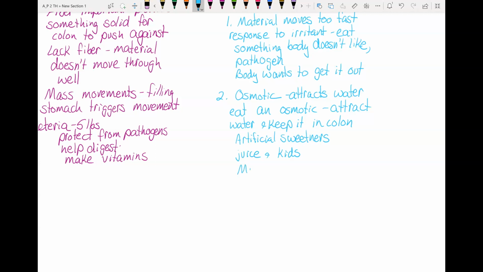This is also the idea behind Miralax. So Miralax is a laxative. It's used to treat constipation. So diarrhea is the opposite of constipation. If you're having trouble with constipation, you can take Miralax, and it's an osmotic. It'll pull water into the large intestine, and then that will help relieve the constipation.